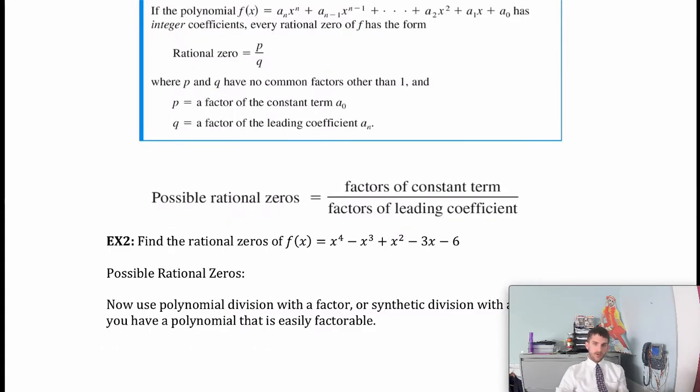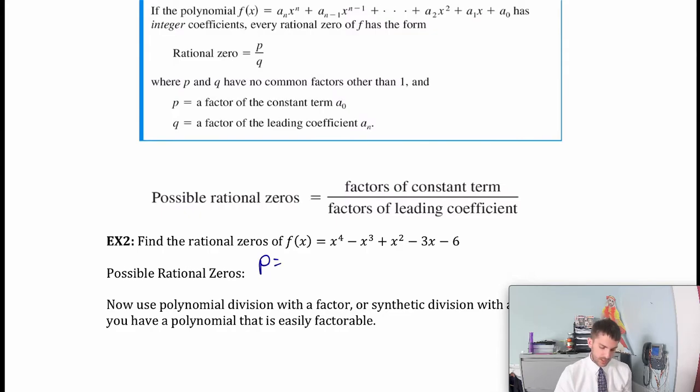So in general, the possible rational zeros are the factors of the constant term divided by the factors of your leading coefficient. This is going to require a little bit of work, but we're going to use a calculator to speed up the process as well. So for the function f of x equals x to the fourth minus x cubed plus x squared minus 3x minus 6, we have to come up with our p's and q's first.